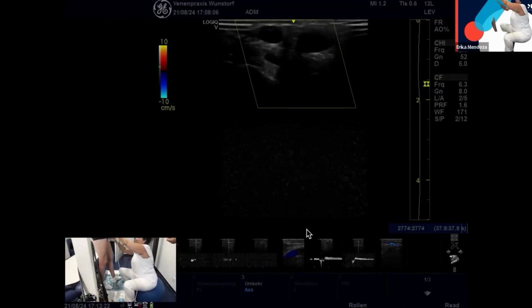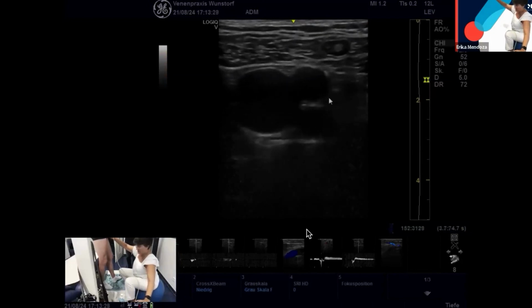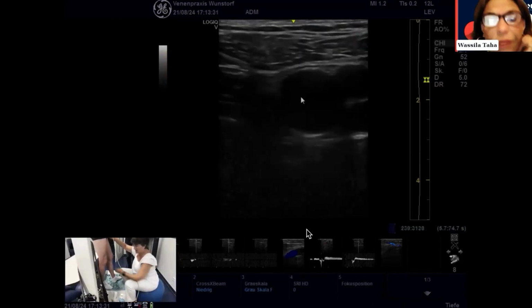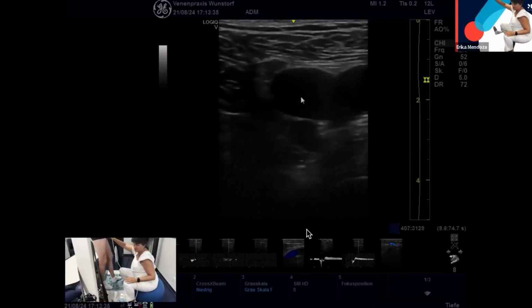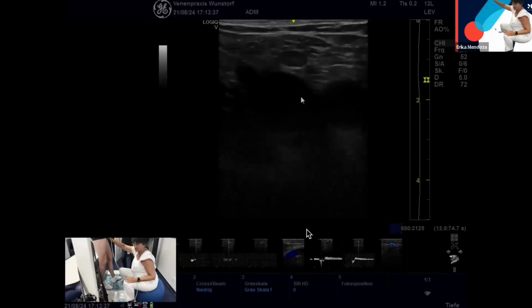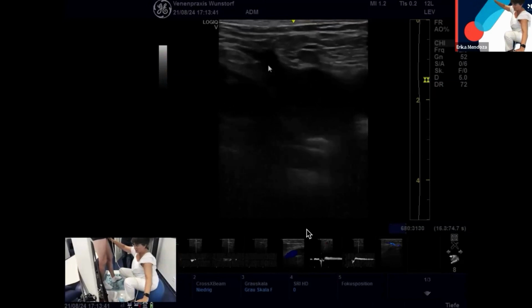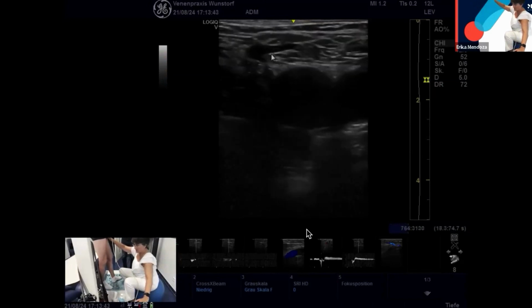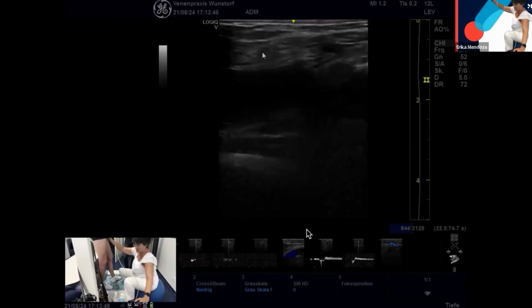I am showing you the classical investigation of the great saphenous vein running from the groin. We have the artery, the vein, the lymph node. Compression, perfect, everything's fine. I tilt a little bit in there. There comes the junction. Great saphenous vein. We have tributaries of the junction.